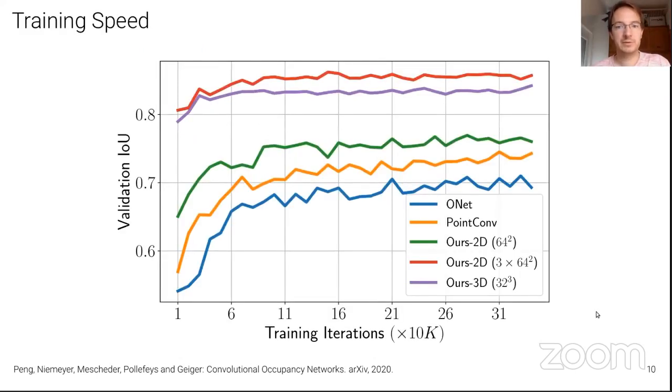We also observed that using convolutional occupancy networks yields faster training compared to standard occupancy networks, as we can see here from this plot. Here on the top, we can see the 3D variant and the three-plane 2D variant of our convolutional occupancy networks versus the traditional occupancy network here in blue. So not only do we achieve higher validation IOU, but we also converge faster to this higher IOU.